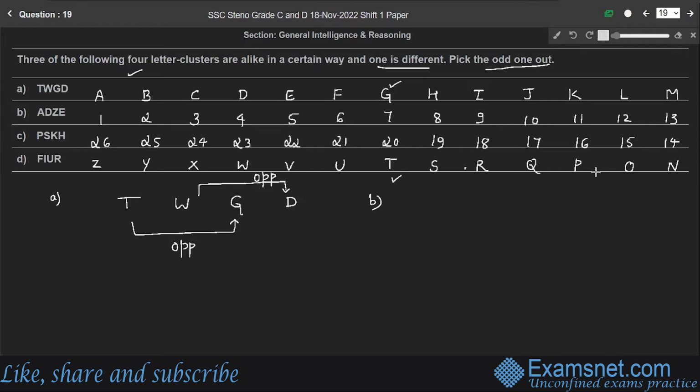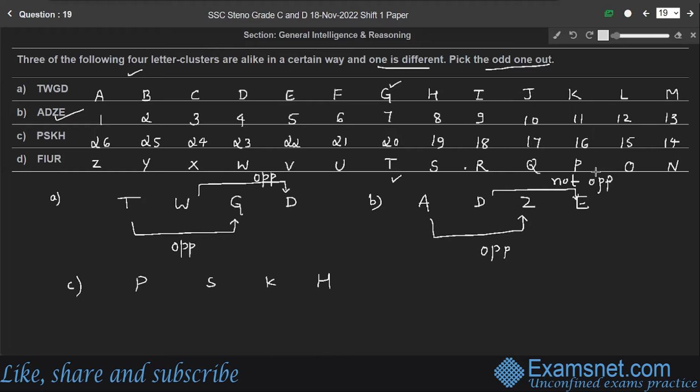Consider option B. A, D, Z, E. Here A and Z are opposite letters. And what about D and E? They're not opposite. So here option B is the odd one. We'll verify it by considering option C. P, S, K, H. P and K are opposite. And S and H are opposite.